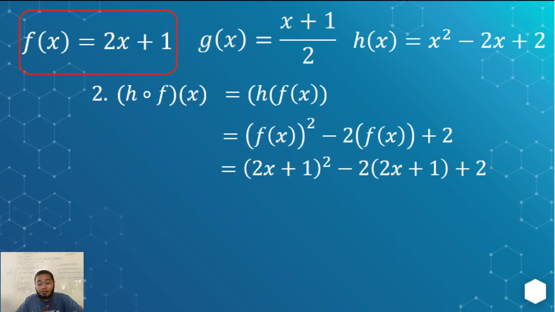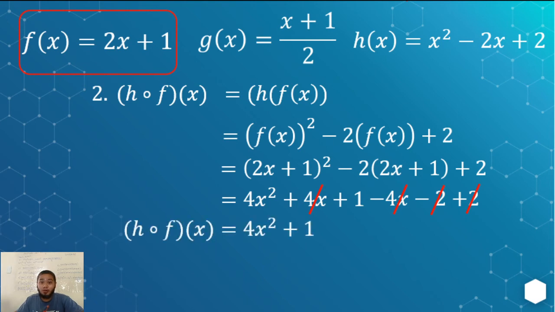Squaring a binomial, the quantity (2x plus 1) squared would be equivalent to 4x squared plus 4x plus 1. Next, distribute negative 2, we will get negative 4x minus 2, and bring down positive 2. Now we can cancel out 4x, since 4x minus 4x is equivalent to 0, so that has no value. And negative 2 plus 2 is also equal to 0. So for the value of h of f of x, we only get 4x squared plus 1.